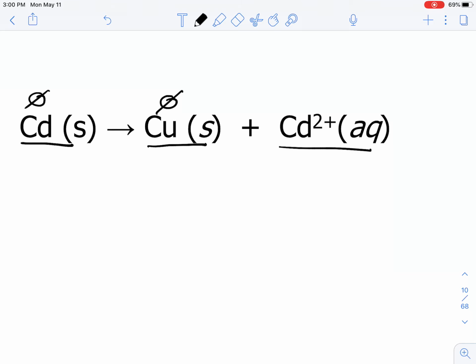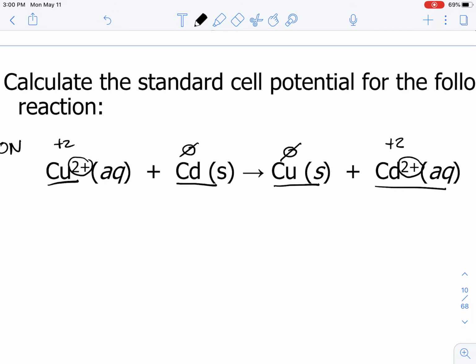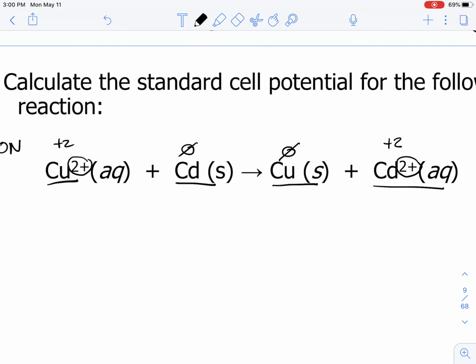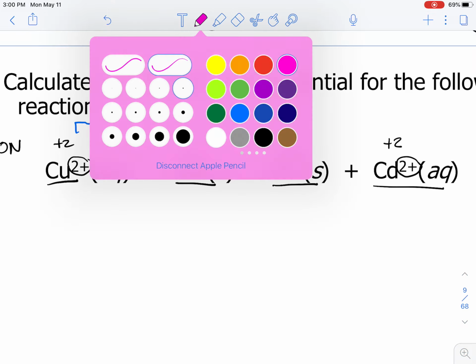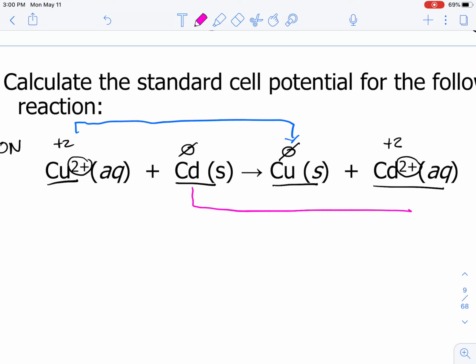So last but not least, here we have cadmium with a 2 plus charge. So therefore its oxidation number is plus 2. And so we're going to go ahead and just compare copper to copper before and after the reaction, and we're going to compare cadmium to cadmium before and after the reaction.